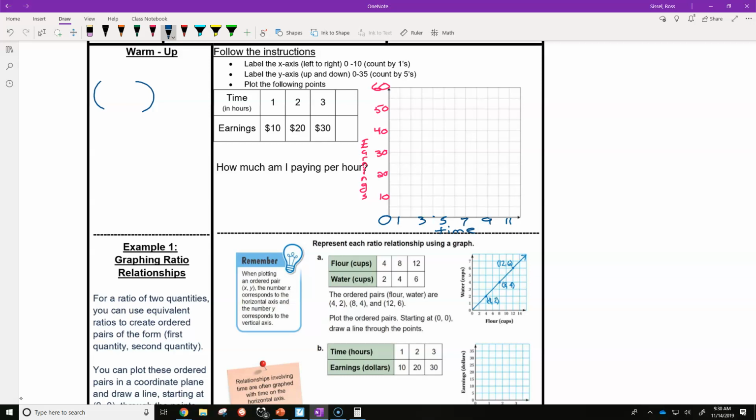Grant? 1 to 10. Good. 1 goes to 10. So when I write this, 1 to 10. Remember, this is my x, this is my y. I'm going to go over 1, up 10. Can anyone tell me my second coordinate point? Brock? 2 and 20. X is over 2, up 20. Can anyone identify my third and final coordinate point that's listed? 3 goes to 30. So over 3, up 30.